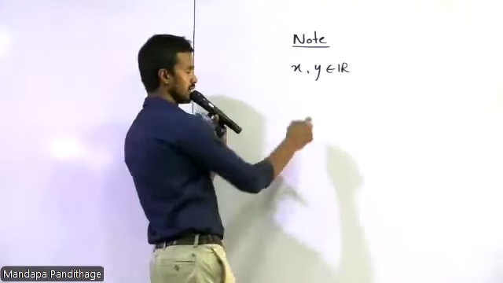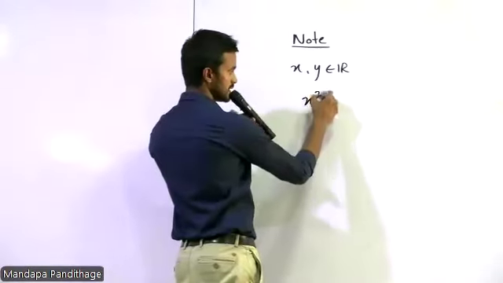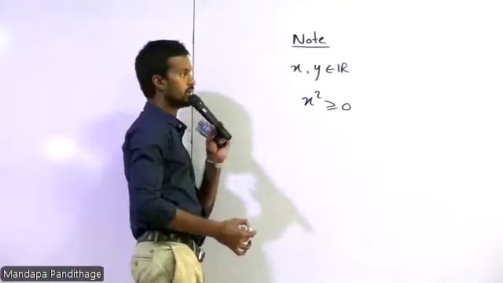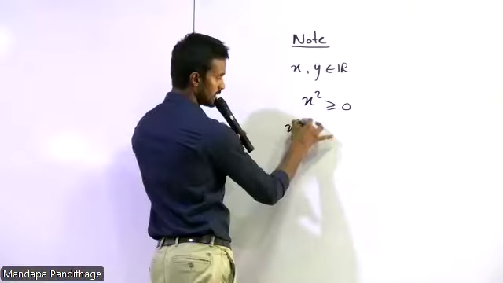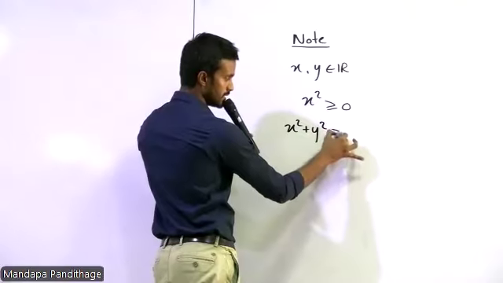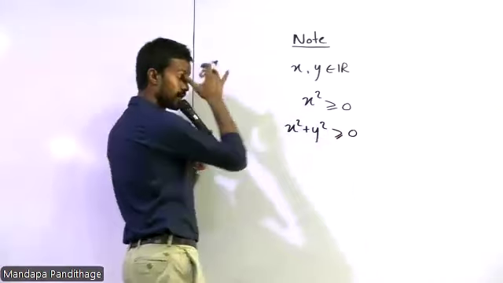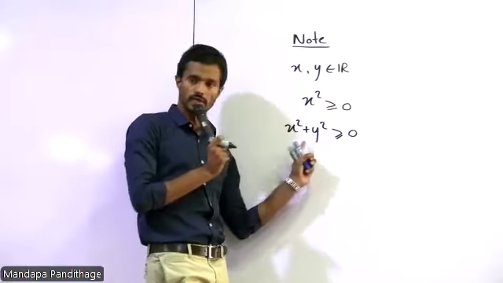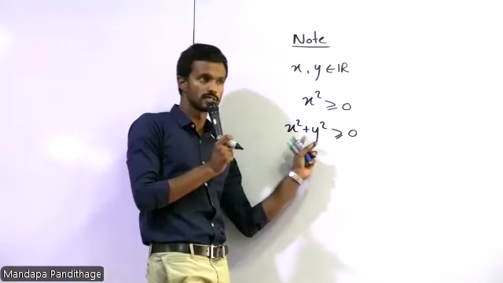So when x and y are real numbers, if I just consider x squared, it's greater than or equal to 0. Every time, keep in mind, when we write a square, there is a possibility that it can be 0. Even if I write x squared plus y squared, this is still greater than or equal to 0, because there is a possibility that this is becoming 0 and this is becoming 0. So there is a possibility that x squared plus y squared is equal to 0.